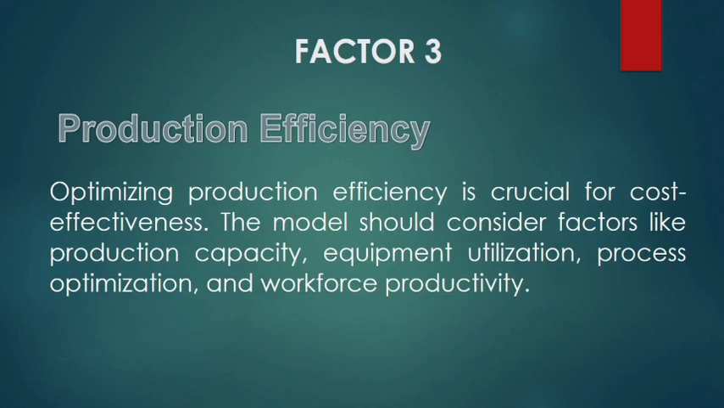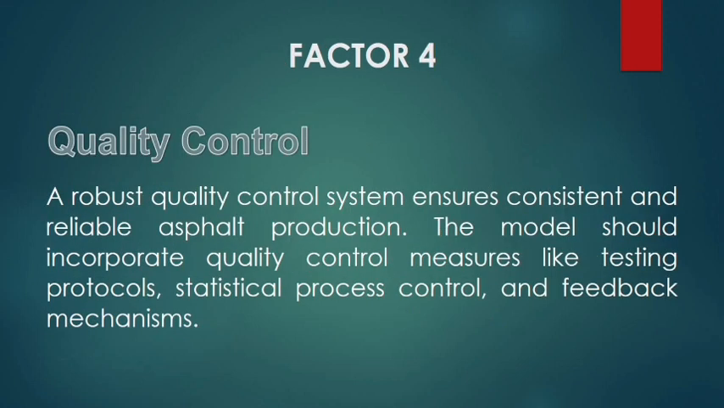Factor number three, production efficiency. The model needs to consider factors like production capacity, equipment utilization, process optimization, and workforce productivity. Factor number four, quality control. This model needs to incorporate quality control measures like testing protocols, statistical process controls, and feedback mechanisms.